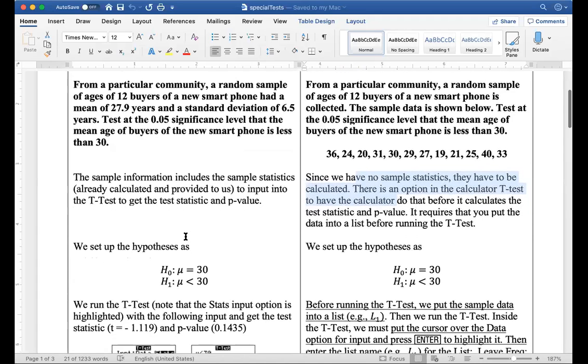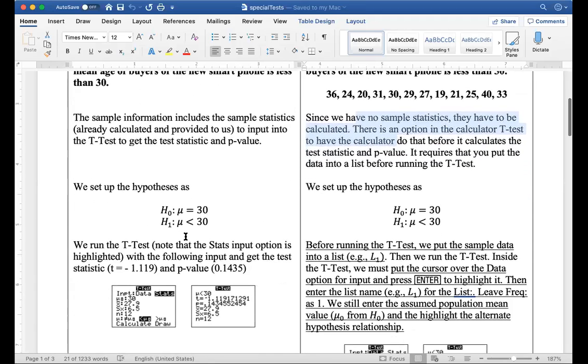And we would take that claim, mu less than 30, and set up our hypotheses. Again, H0 is always equal, and the alternate hypothesis relationship is going to be the same as the claim, since the claim did not have the condition of equality in it. Once we've done that, we would typically use the calculator hypothesis test, the t-test, under stat test, to find the test statistic and the p-value.